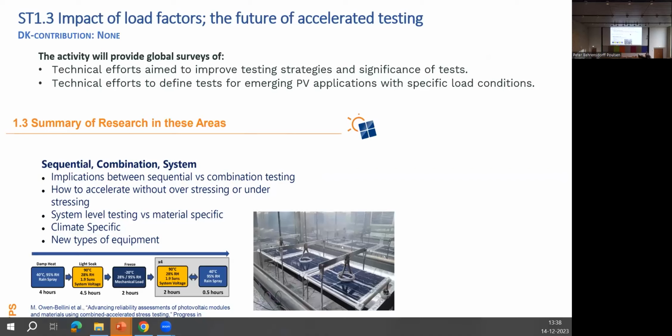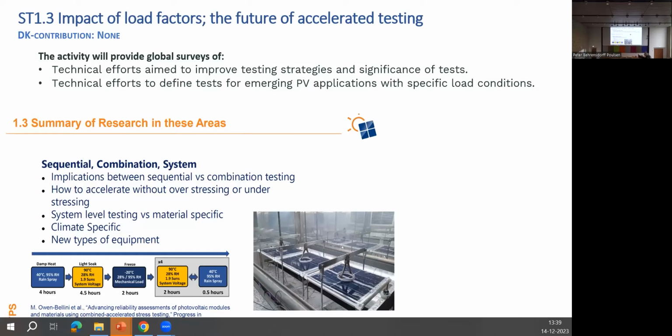This subtask 1.3 is about load factors and accelerated testing. So today, when you buy a module, it's certified according to the IEC standard. But what was actually the objective of having this certification in the first place, and what is the character of the loads that you are supposed to meet to get this certification? This is something that should be revisited, since today you have much more diverse applications of solar modules.